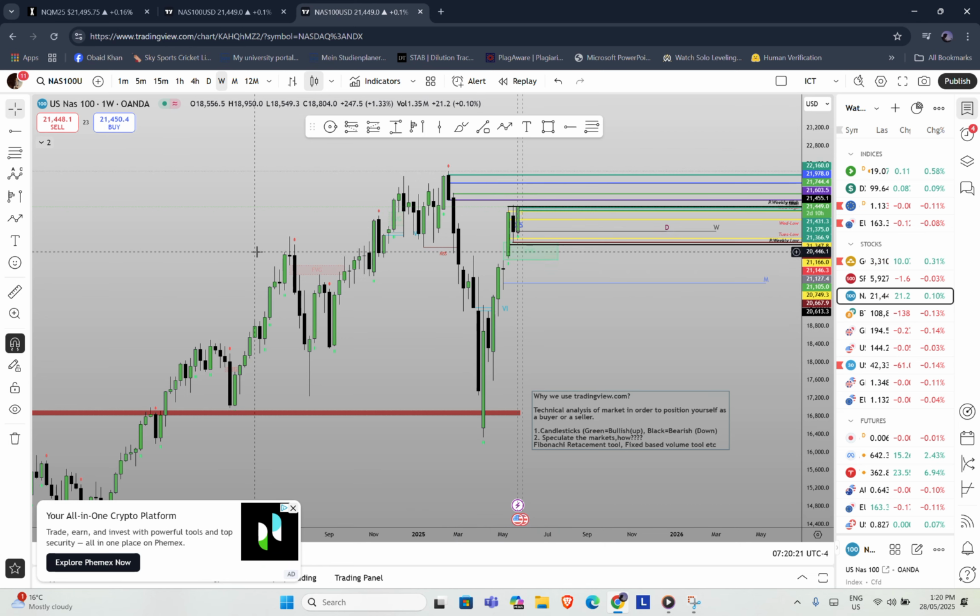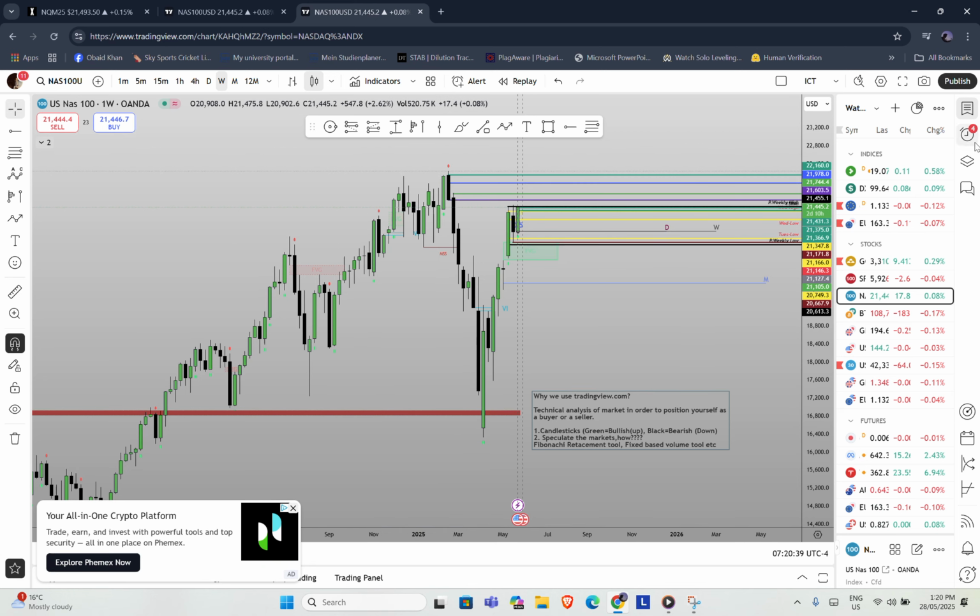So I think now you got a bit of understanding of why we use TradingView. Technical analysis, candlesticks we have, and we have some tools in here. And based on this, we speculate the market. Okay. So this is the basic overview of the TradingView.